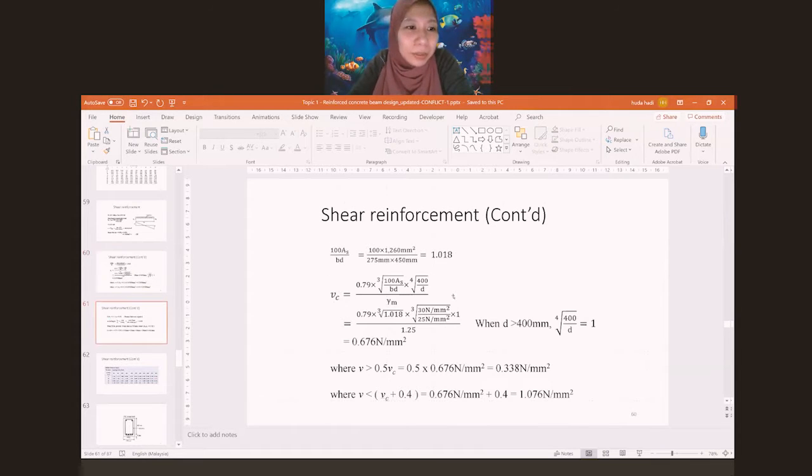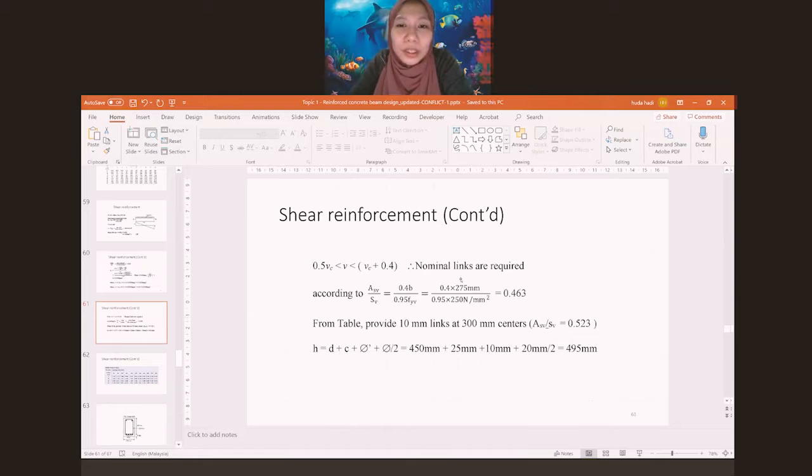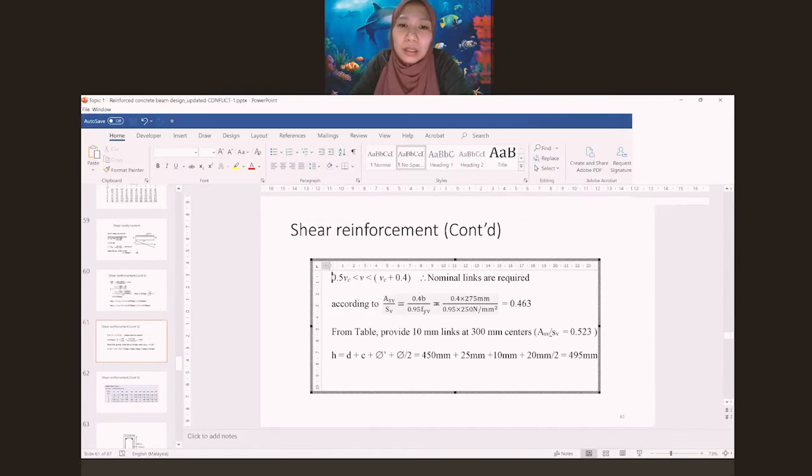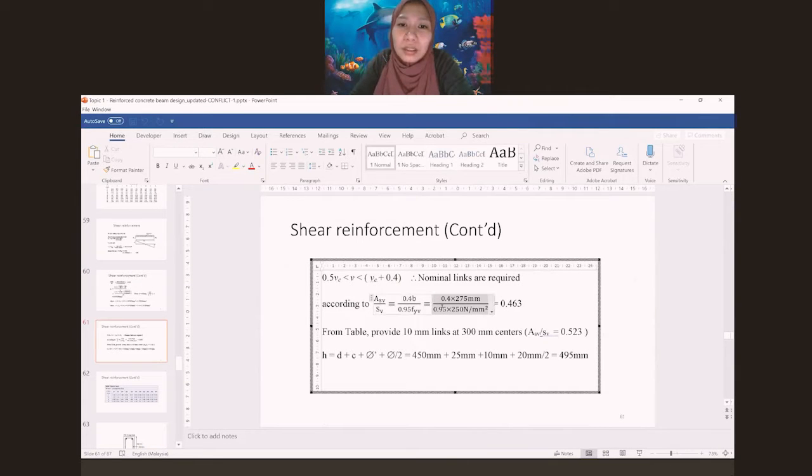Okay, kat sini tak ada apa-apa. Kat sini. Okay, yang nominal link. Sebab example number 2, you tak payah kira design link. Dia sampai nominal link sahaja. So, up until nominal link, please tukar this 0.87 to 0.95. Okay, that's what I want to point out lah.